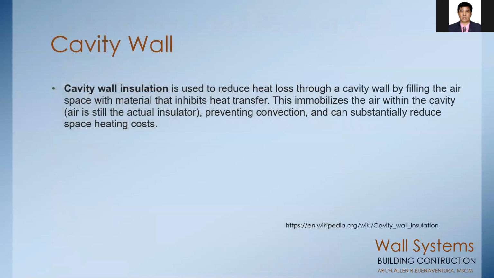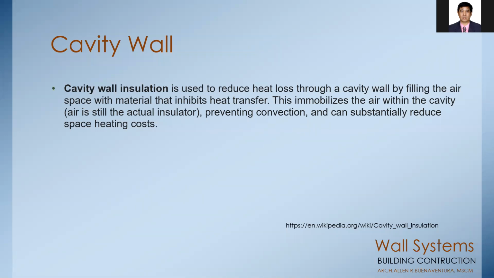So another one is the cavity wall. The cavity wall insulation is used to reduce heat loss through a cavity wall by filling the air space with material that inhibits heat transfer. This immobilizes the air within the cavity, preventing convection, and can substantially reduce the space heating cost. So this is another type of wall. This can be load bearing, or it can be non-load bearing.